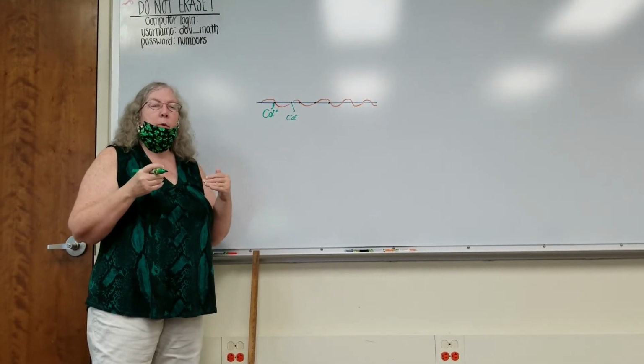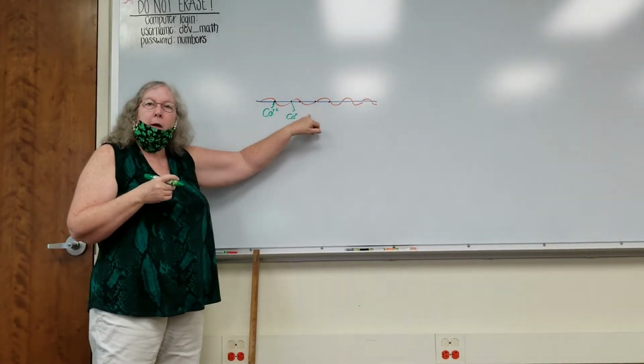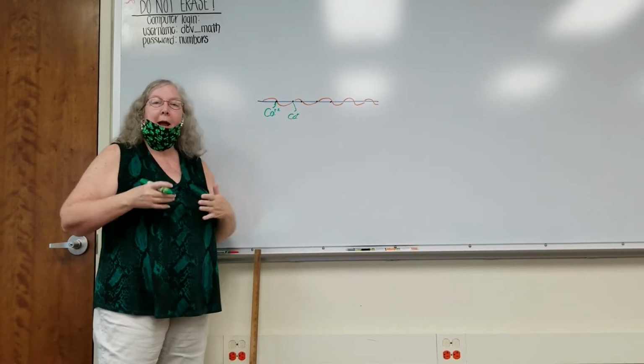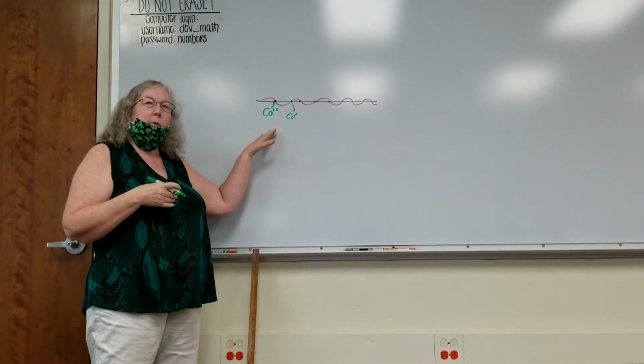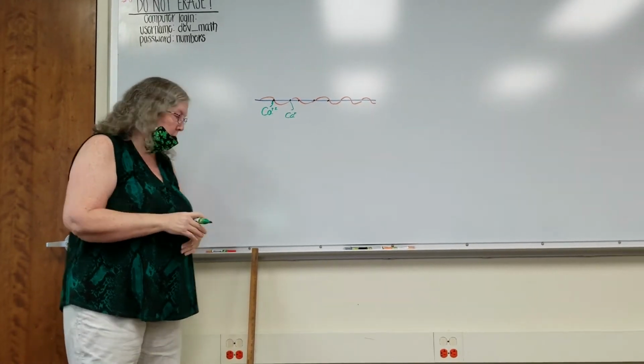So how do you expose it? You have to move the tropomyosin. You have to move this orange line out of the way. So how are you going to move it out of the way? Get the calcium to bind to the troponin.